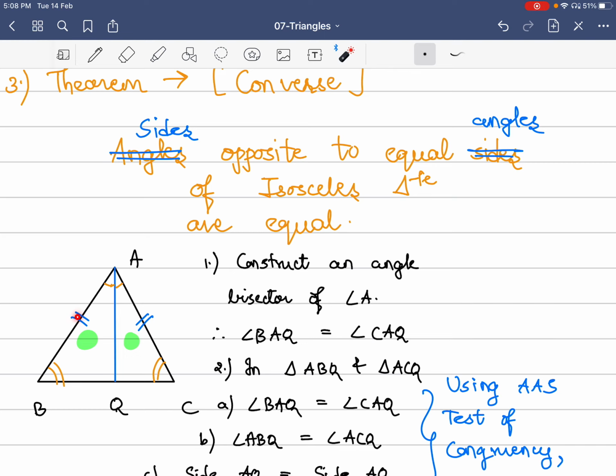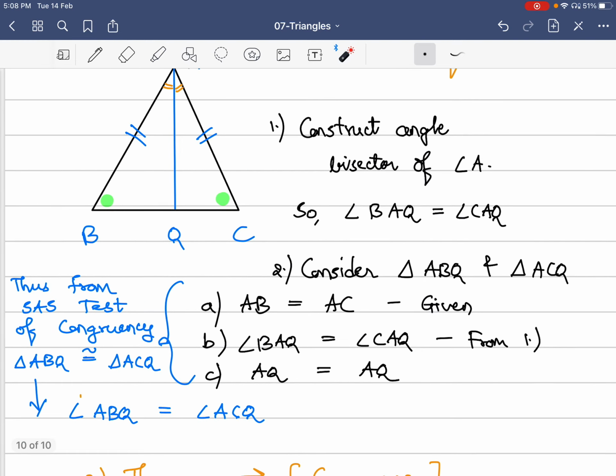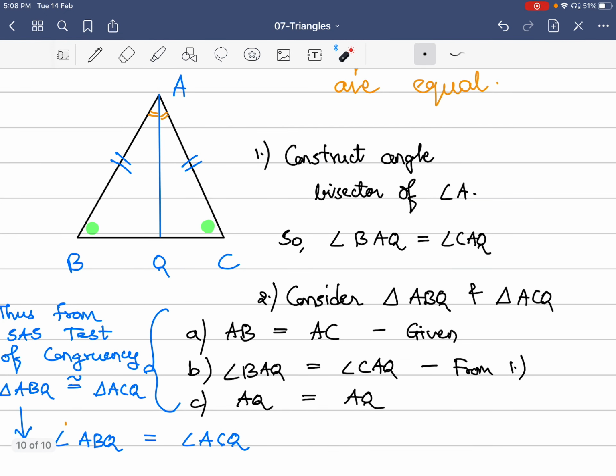So these sides are equal if the angles are equal, and the previous theorem was if the sides are equal, then the angles are also equal. So this is an important property of an isosceles triangle, and using this property we can prove a lot of theorems and we can solve a lot of problems in the next exercise, which is wholly and solely based on these two simple properties of isosceles triangle.